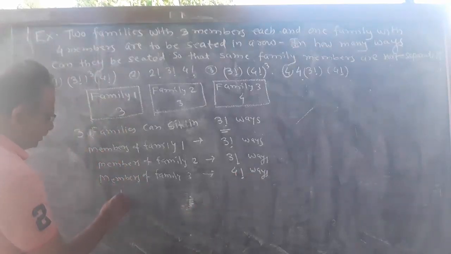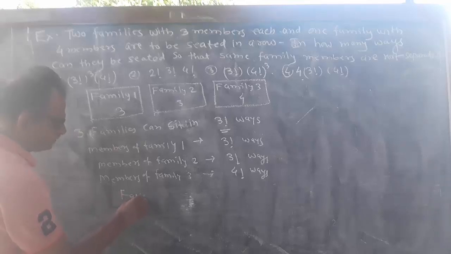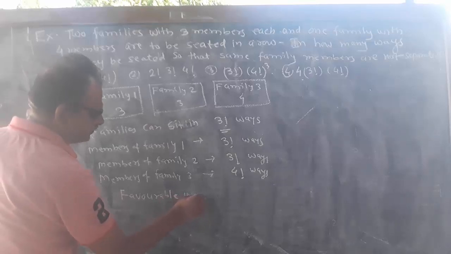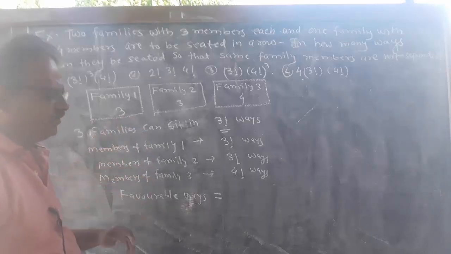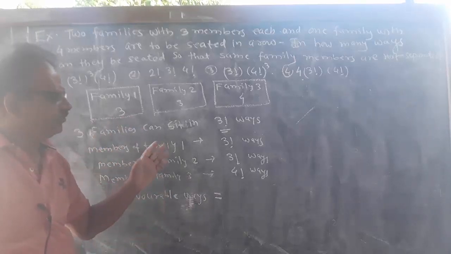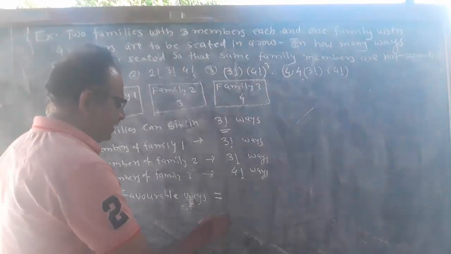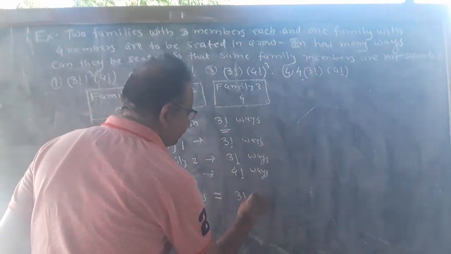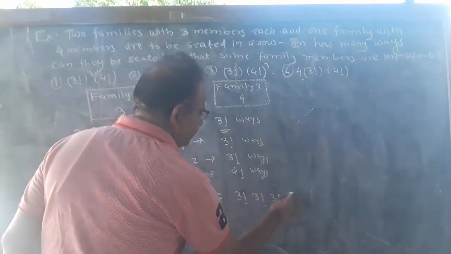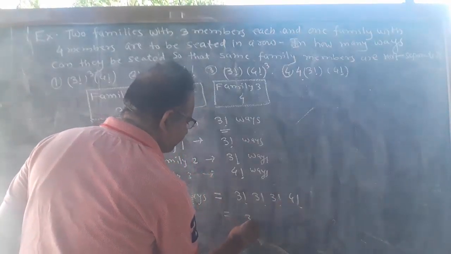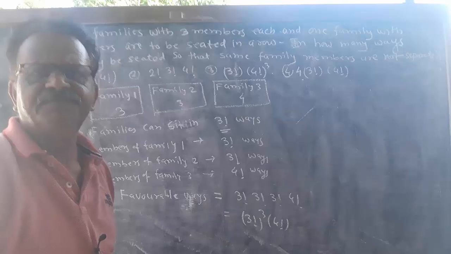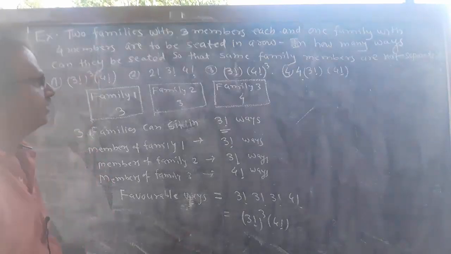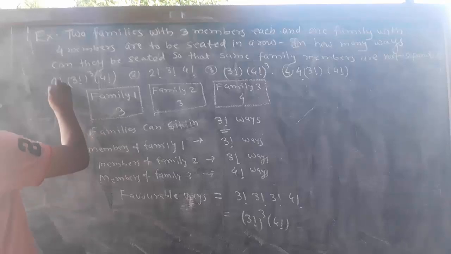And therefore, favorable outcomes or favorable ways equal to, as we have to use all these events, we have to use the multiplication principle, that is nothing but 3 factorial into 3 factorial into 3 factorial into 4 factorial, that is nothing but 3 factorial cube into 4 factorial, and the correct option is 1.